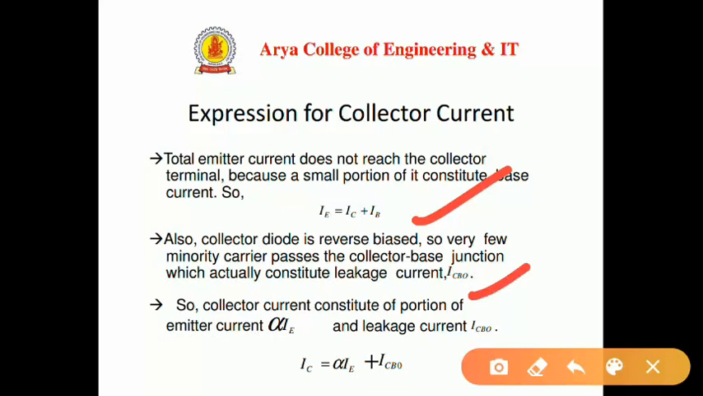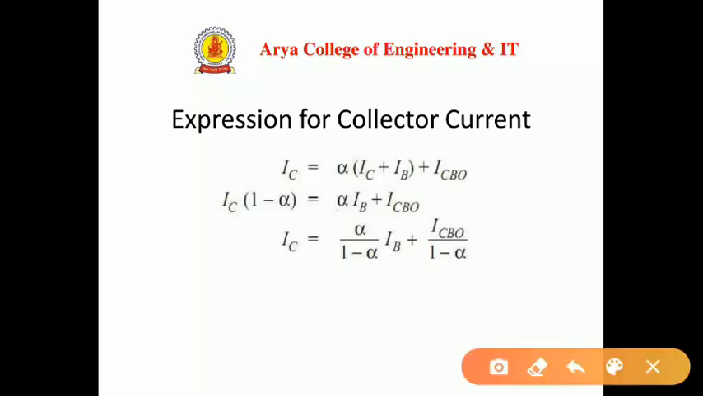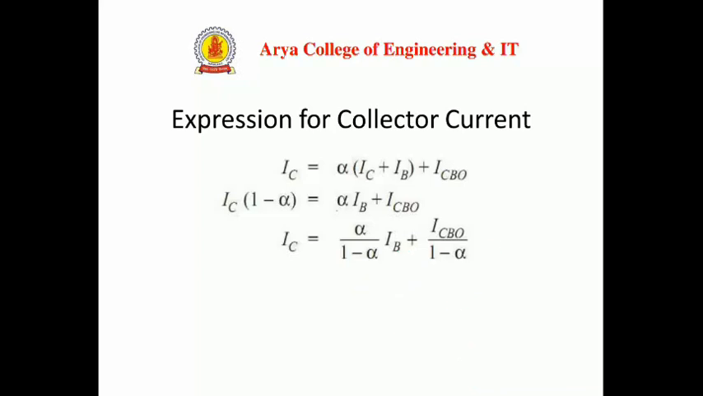So we have a modified equation for collector current, that is IC equals alpha IE plus ICBO. ICBO is leakage current. Okay, so we can put the value of IE in the equation: IC equals alpha times IC plus IB, plus ICBO. After manipulating this equation, we have IC equals alpha upon 1 minus alpha times IB, plus ICBO upon 1 minus alpha. Clear?